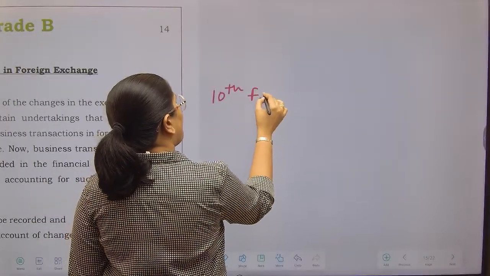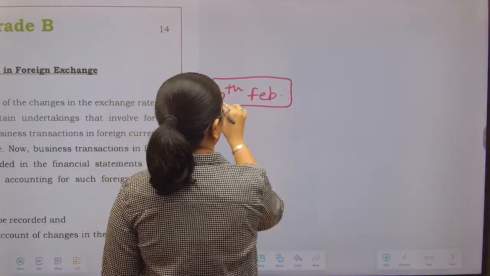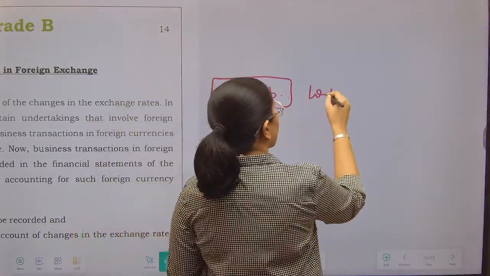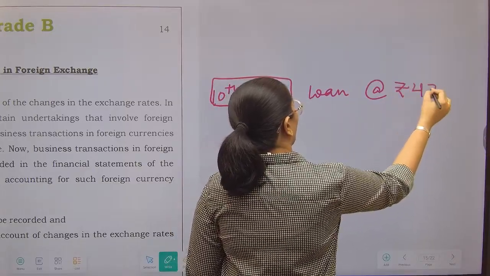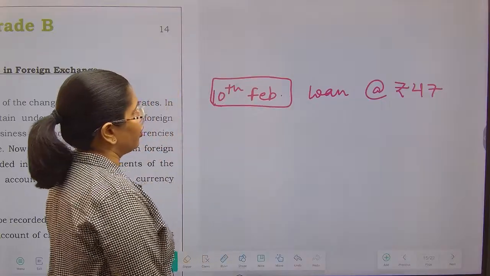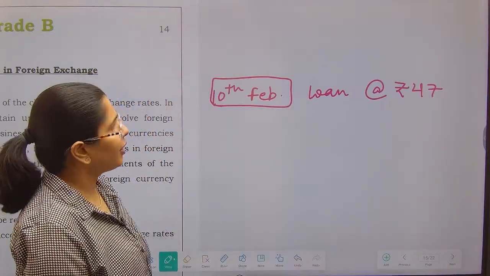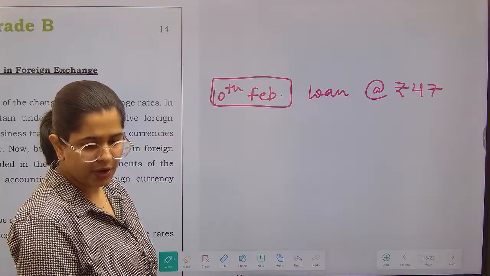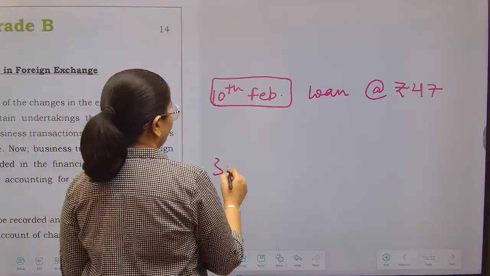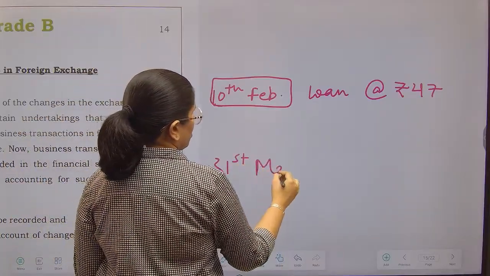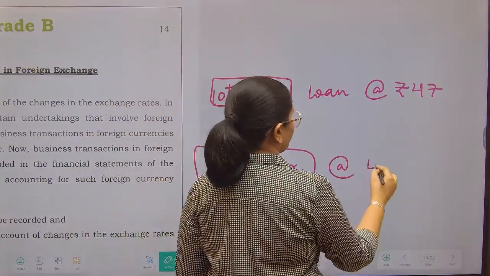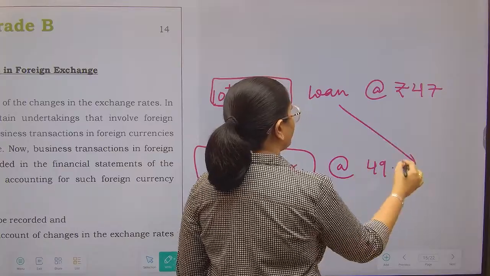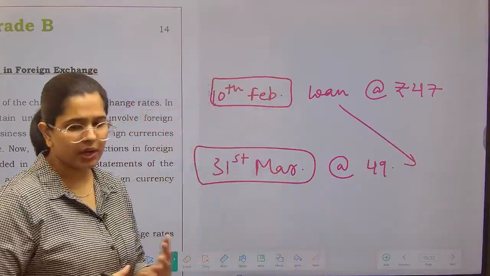For example, suppose on 10th February I took a loan. ठीक है, मैंने एक लोन लिया और उस दिन एक्सचेंज रेट थी $1 is equal to 47 rupees. Great. I recognized my loan at 47 rupees. But now on 31st March, exchange rate has changed to 49. So now I have to revalue it. मुझे इसको revalue करना पड़ेगा.